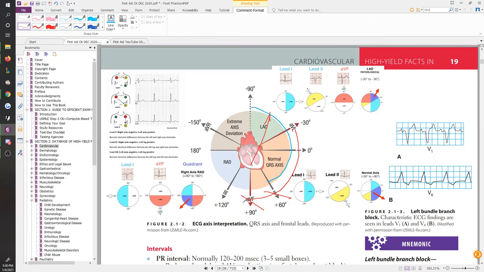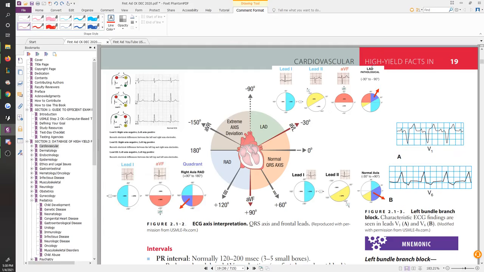And this is why, in a patient with left axis deviation, leads 2 and AVF will start pointing downwards, right? So it's very important to grasp that, and to make sure that makes sense to you. And you can see that in the extra images I put here.